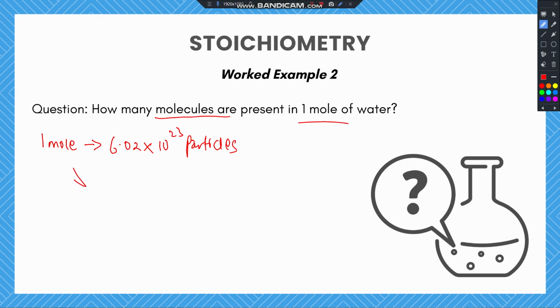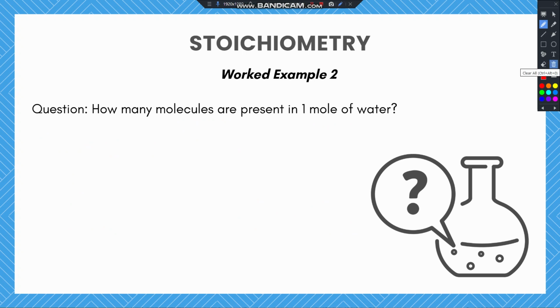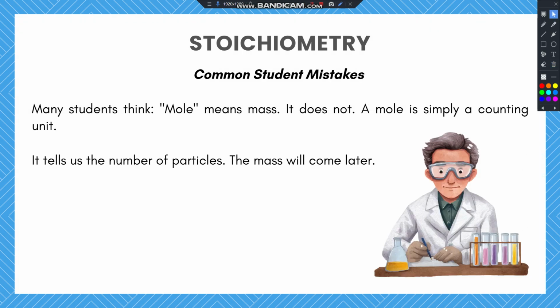So it therefore means that 1 mole of water molecules will now contain 6.02 times 10 raised to power 23 water molecules. Can you see how each of these things are playing out? Simple, easy, and straight to the point. All of these things are just to buttress what the concept of the mole is.